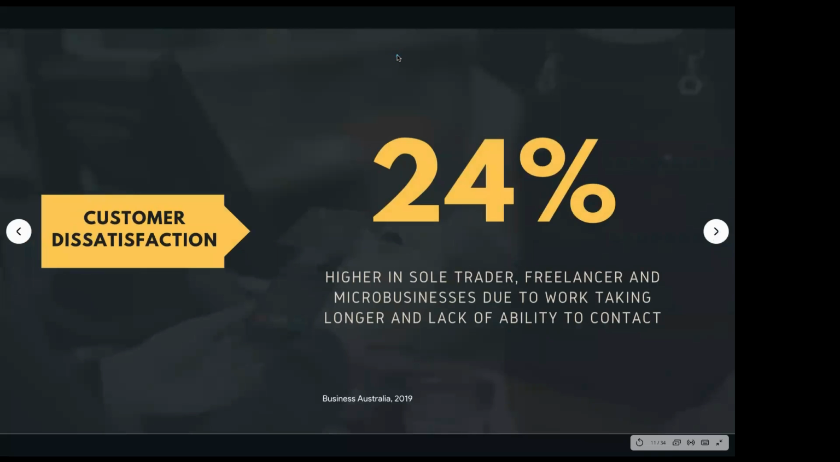Now, according to Business Australia, the customer dissatisfaction level is 24% higher with customers who deal with sole traders, freelancers, and micro businesses, due to the work taking a lot longer than it normally would with a larger business and an increased lack of ability to contact that business.